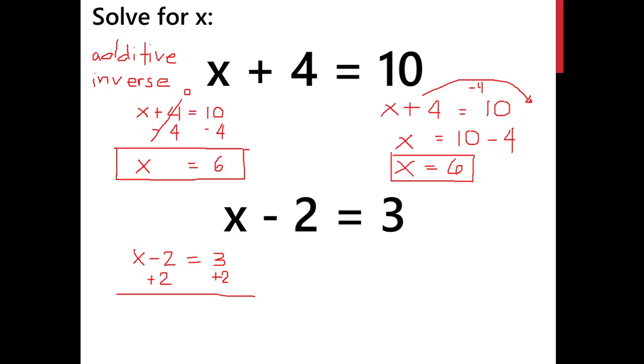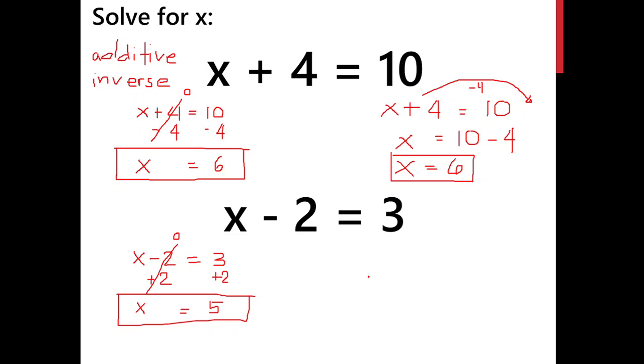Again, the variable x does not have any similar term on this side, so I'll just bring it down here. Negative 2 and positive 2 gives us 0. I'll bring down the equal sign. 3 plus 2, that is equal to 5. Did you get the same answer? Let's try to substitute 5 to our equation. 5 minus 2 equals 3. So this makes the equation true. So as the first one, right? 6 plus 4 equals 10.